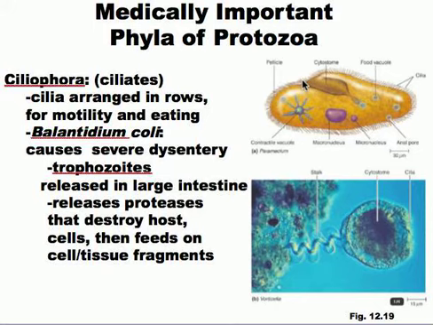Balantidium coli is a member of the Ciliophora, and it is the cause of severe dysentery. And what happens is the trophozoites of this Balantidium are going to be released in the large intestines. When they're in the large intestines, they release proteases that destroy the host cells. And after destroying the host cells, it's then able to feed on cell tissue and fragments that are destroyed.